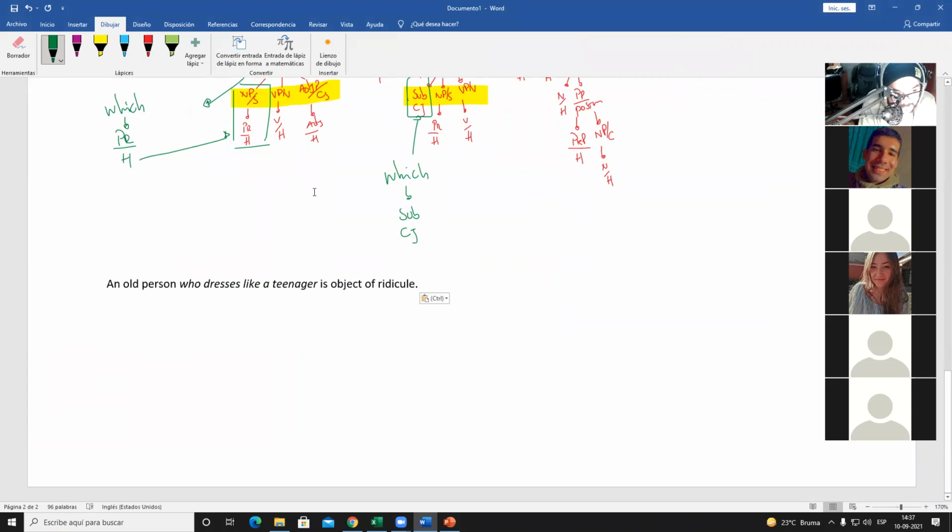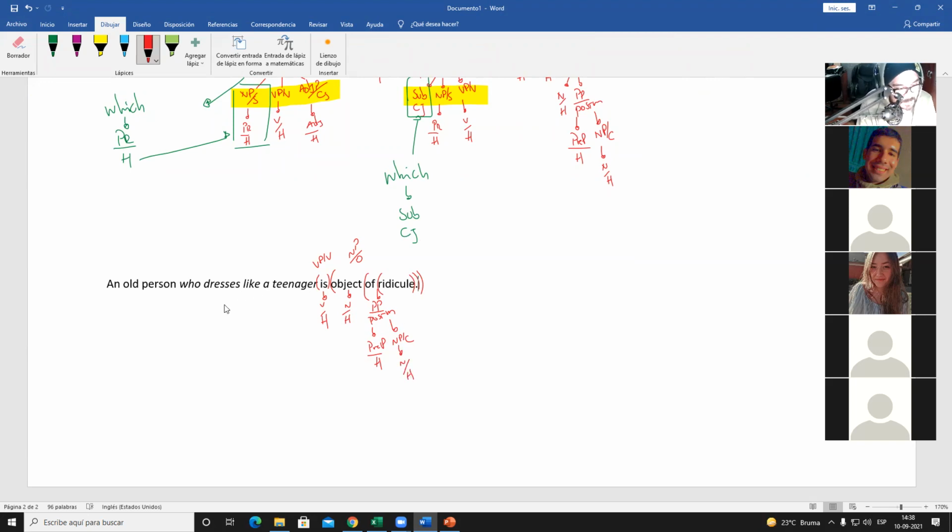An old person who dresses like a teenager is object of ridicule. So we're going to analyze it. Is my verb phrase verb. Verb head. And here we have is object of ridicule. This is object, is a noun, I think. Noun phrase, object, I believe. Noun head followed by of preposition, therefore prepositional phrase, post modifier, with the preposition of as a head, and then ridicule with the noun phrase complement. Ridicule should be a noun head.